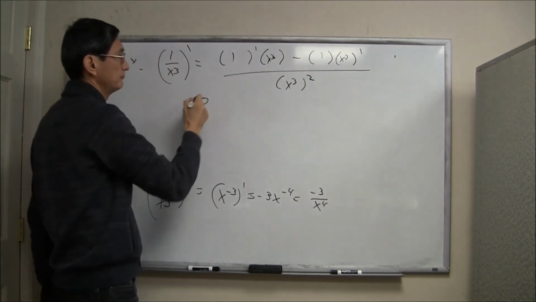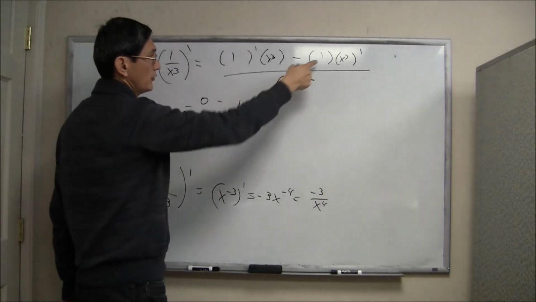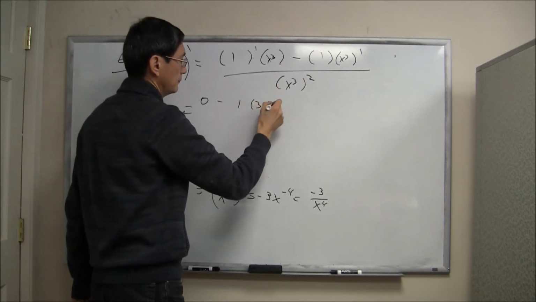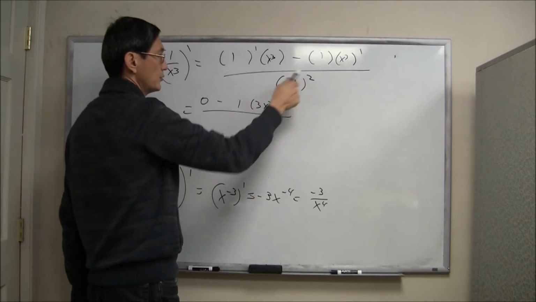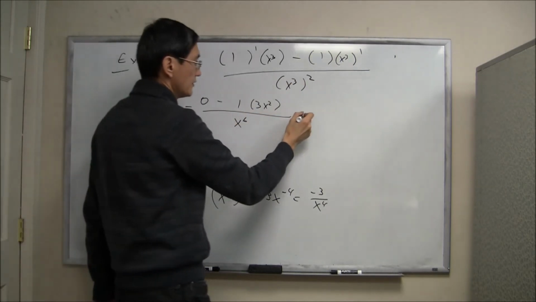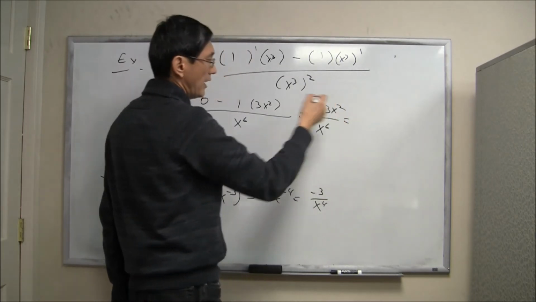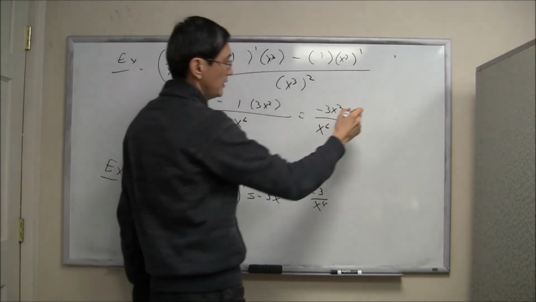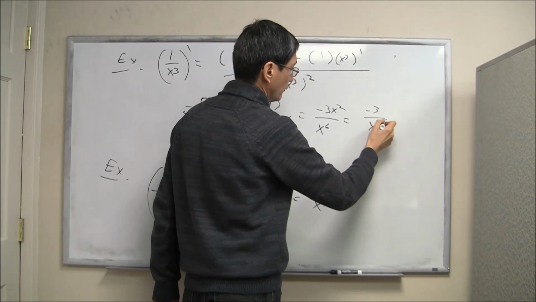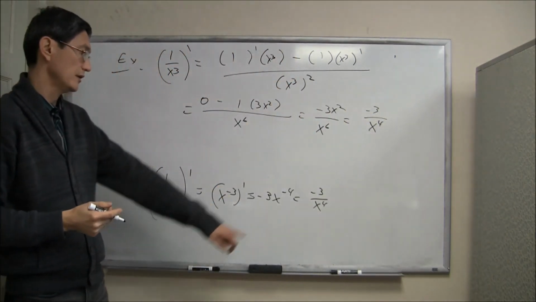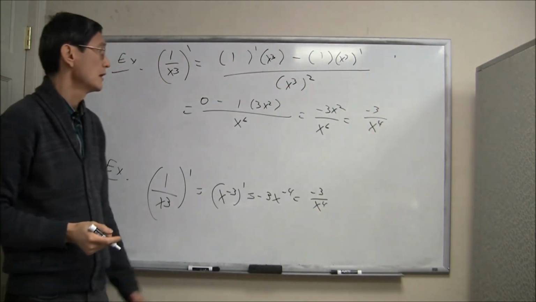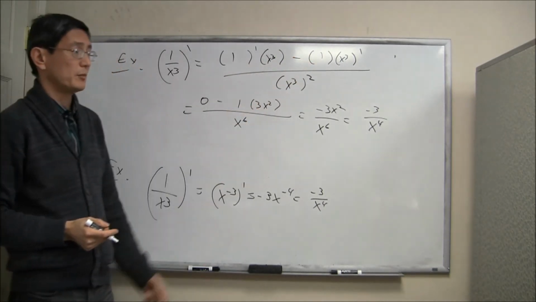The derivative of 1 is 0. The derivative of x cubed is 3x squared. x cubed squared is x to the 6. So you get negative 3x squared over x to the 6. x squared and x to the 6 can be reduced to x to the 4 on the bottom, and we keep the negative 3. So we get exactly the same answer. It looks like a little bit more calculation.